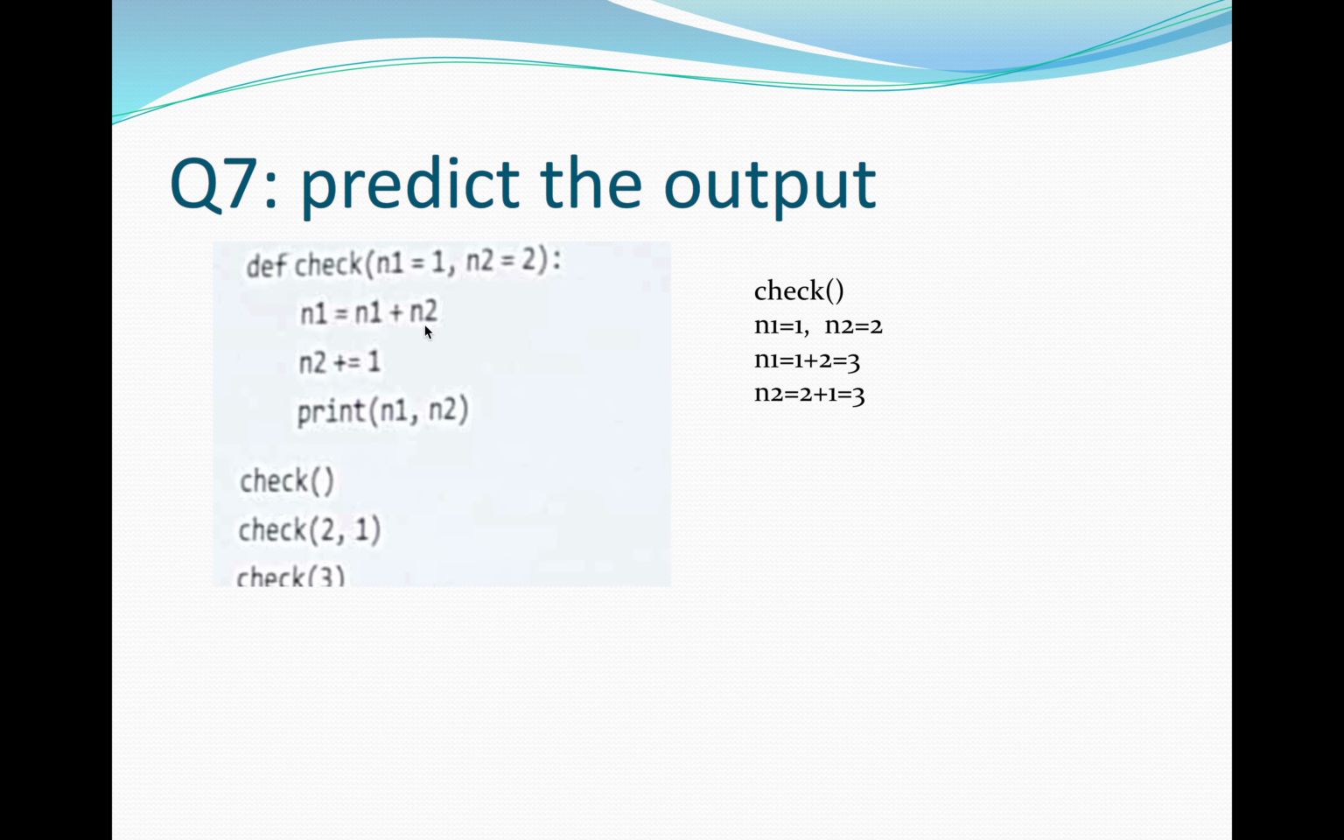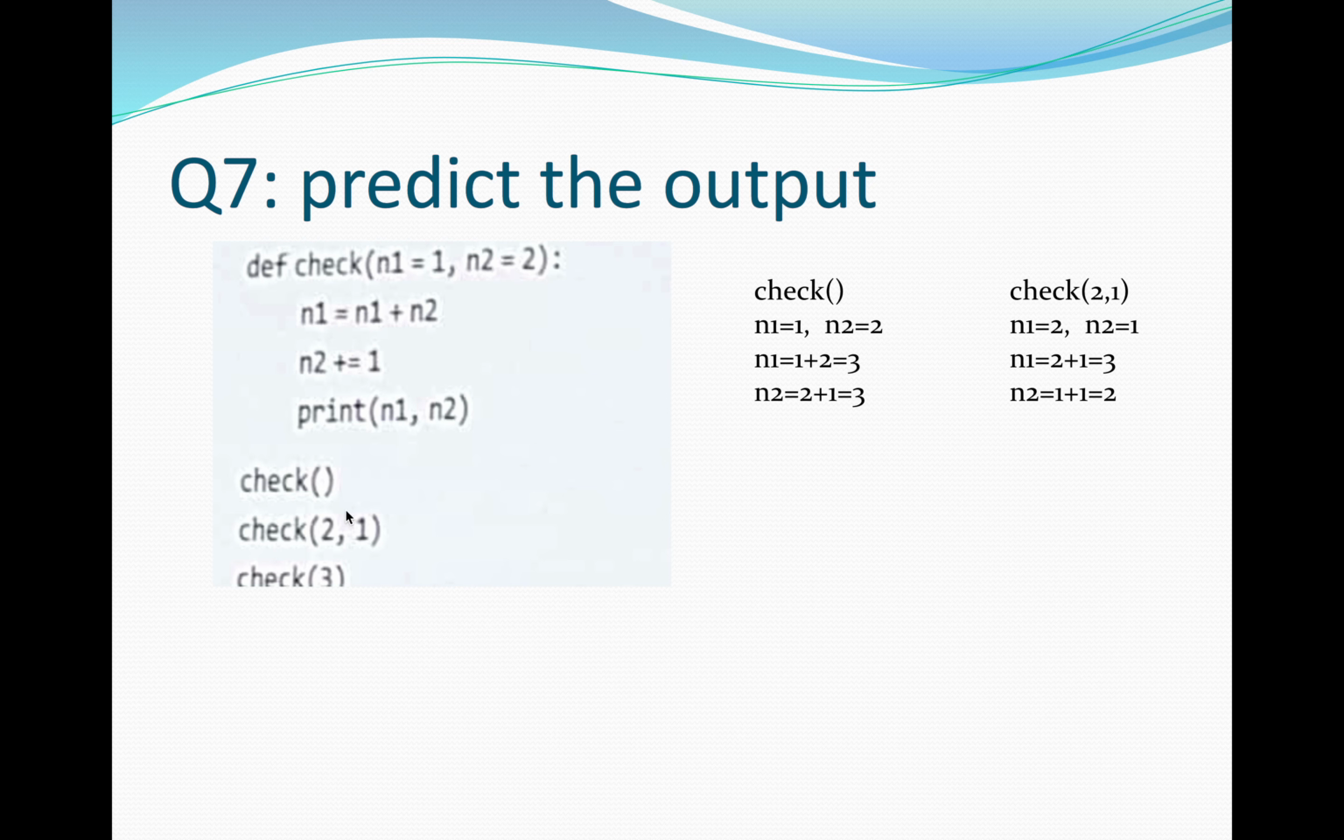Then n1 is changed to n1 plus n2, that is 1 plus 2, the answer is 3. And n2 is changed to n2 plus 1, so the value is 3. Both values are 3, so printing we will get 3, 3. Okay, first case. The next case, check 2, 1. Here 2 values are passing, so it works with these 2 values. Whenever we are not giving any values, only then the default value is taken. So here n1 value is 2 and n2 value is 1. Then again calculating the same, n1 is 3 and n2 is 2.